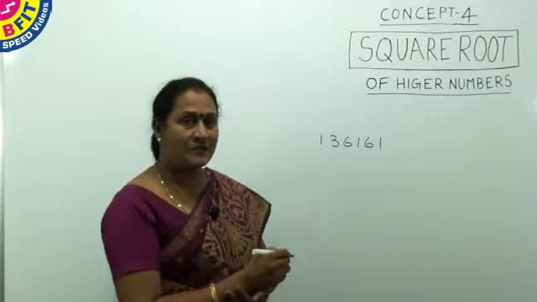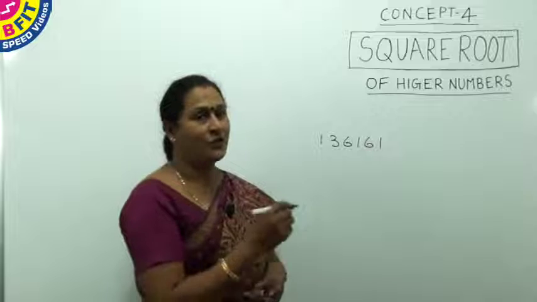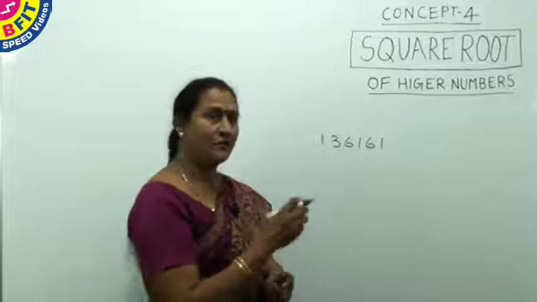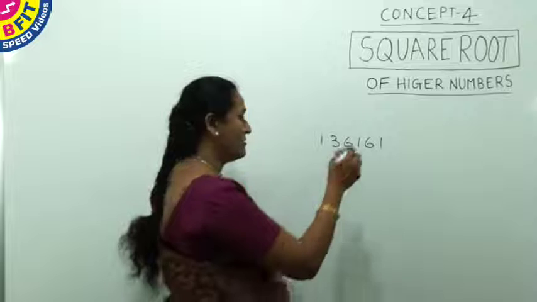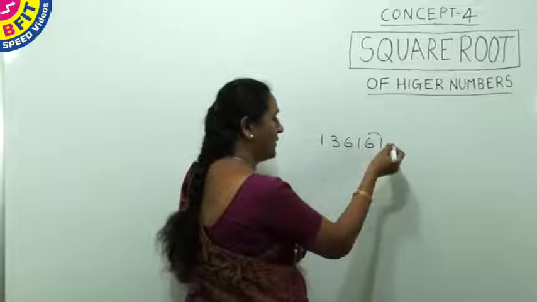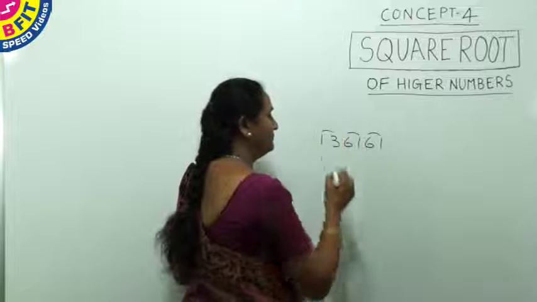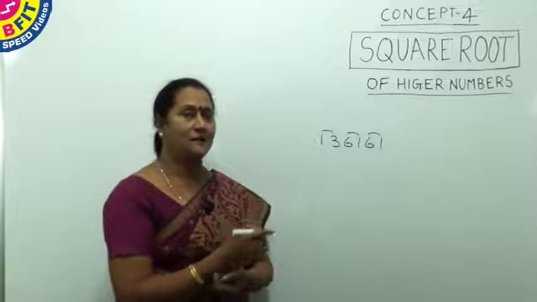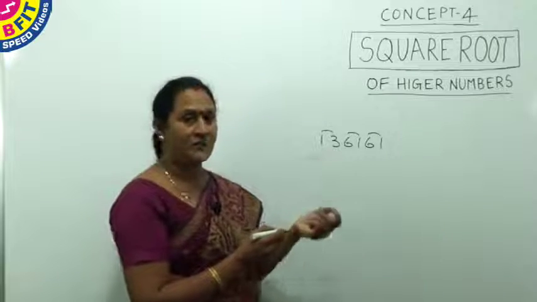So what is the first step? The first step is to group the numbers. Don't forget to group the numbers. If you have an odd number of digits, you may go wrong. So here grouping is from right to left. And now we have to check what square number is contained in the first pair.